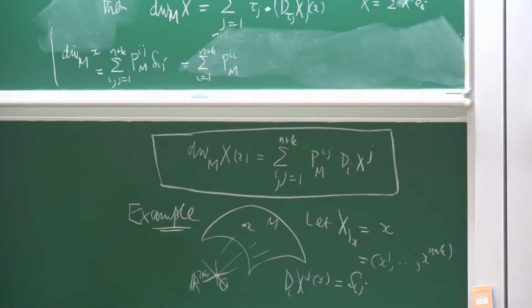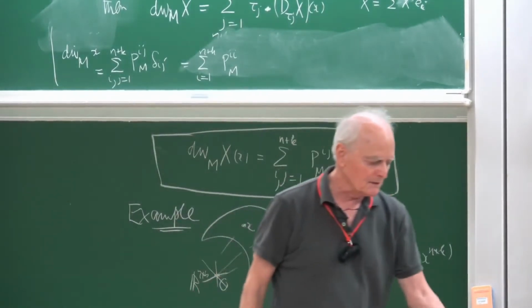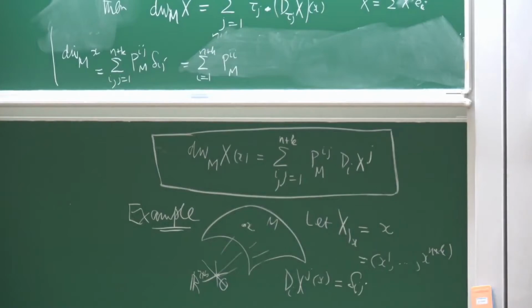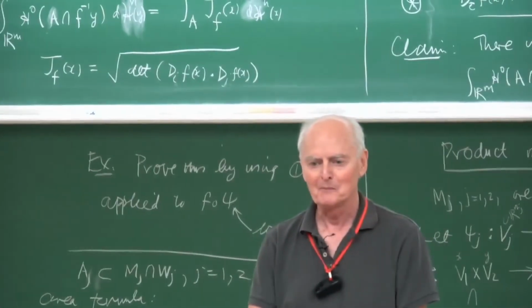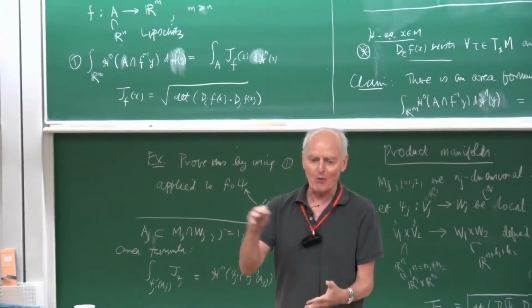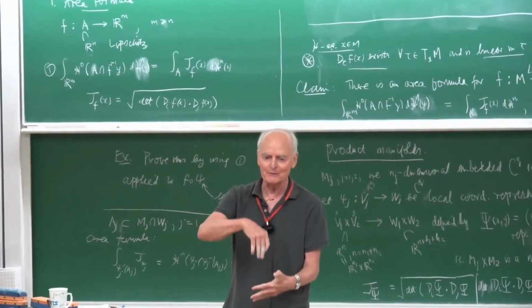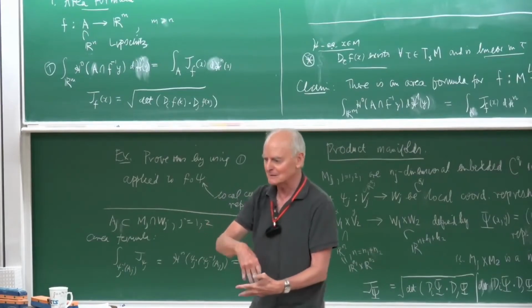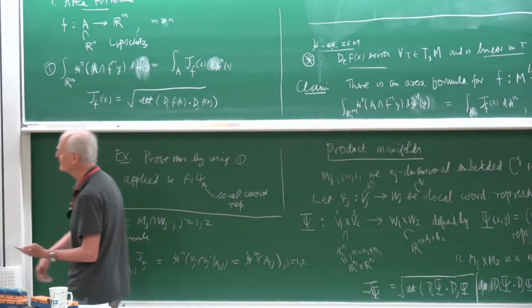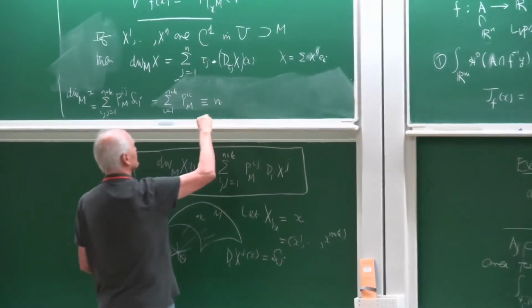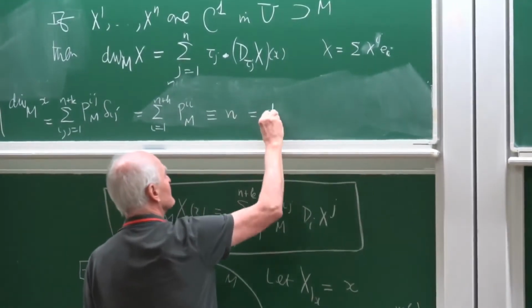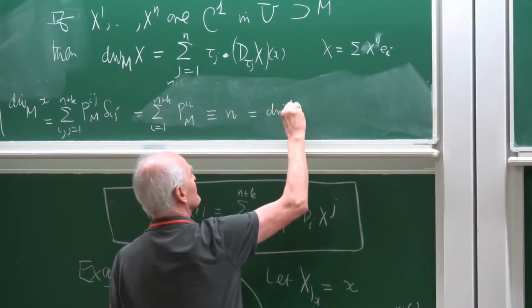And now let's think about that. P is an orthogonal projection onto an n-dimensional subspace of R^(n+k). So what's the trace? If it were a one-dimensional subspace, the trace would obviously be 1, right? So the trace is n, the dimension of the space. So this is identically equal to n. It's constant. It equals the dimension of M.